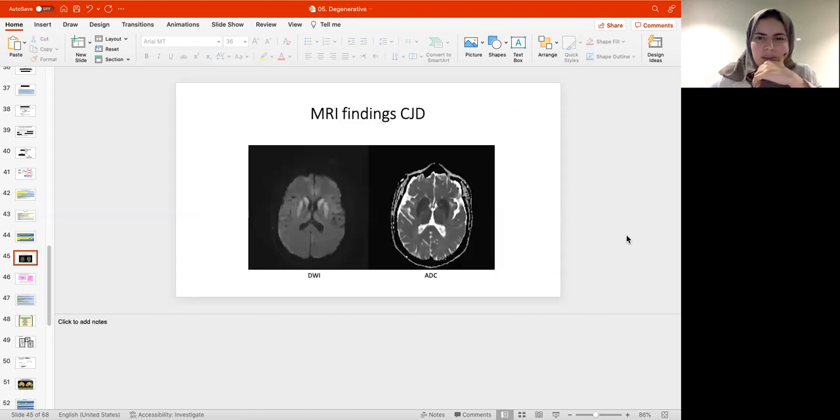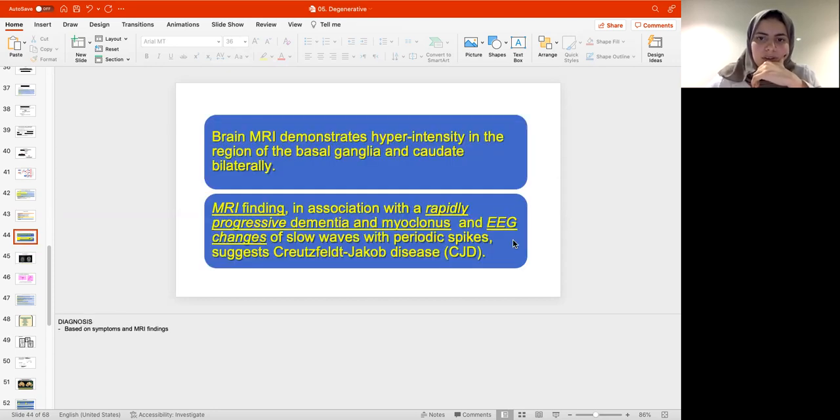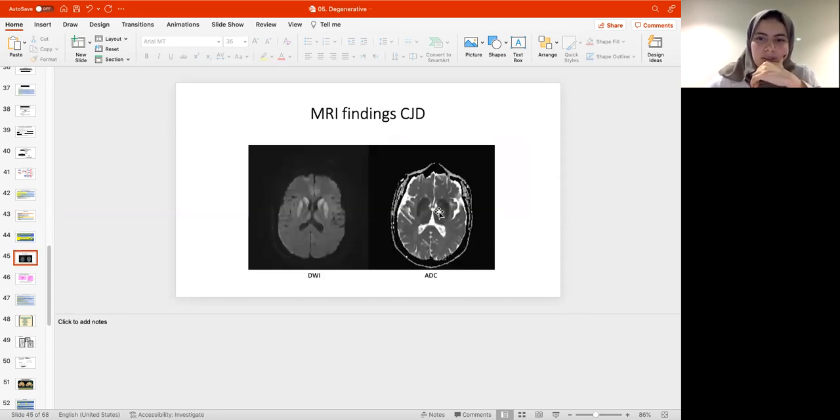And okay, that's for prions. This is the hyperintensity lesions, as mentioned. You can see them in the caudate, and we said caudate and basal ganglia. Yeah, so here in the basal ganglia. And the caudate would be somewhere around here.